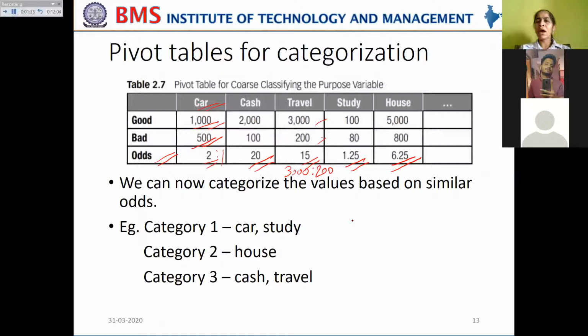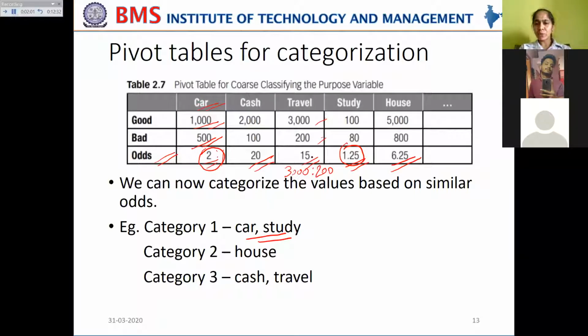In this case, how do you perform categorization? How can you take some parameters into similar classes? See this: the car parameter and the study parameter have almost similar odds. In this case, category 1 can be created as car and study together.